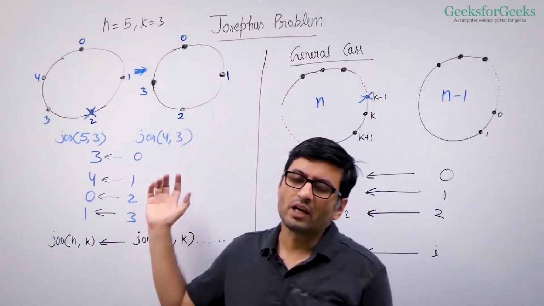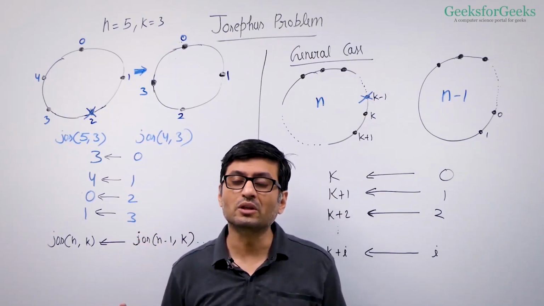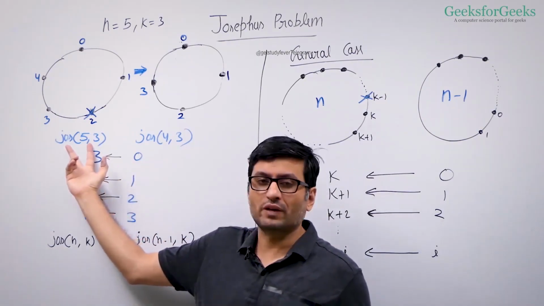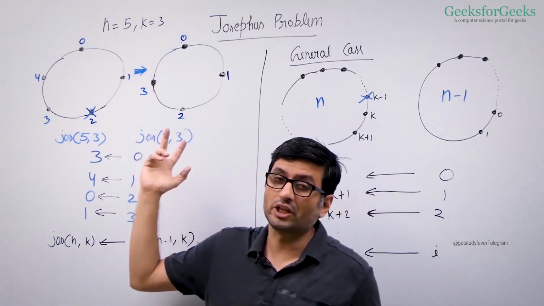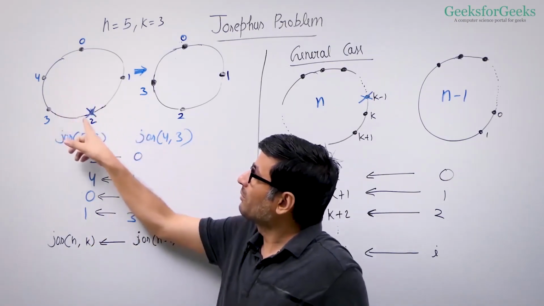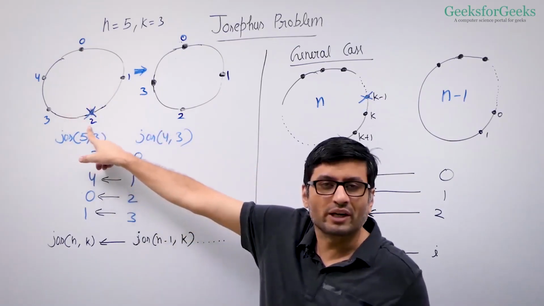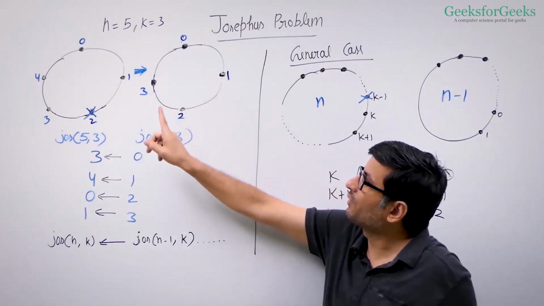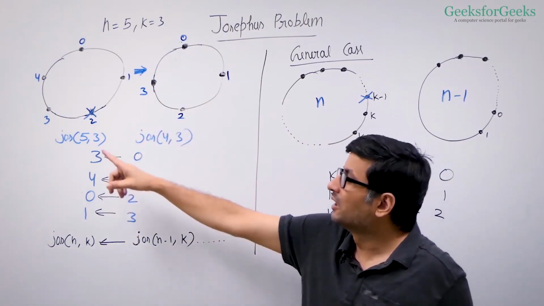In this diagram, I have written some example relationships between the value returned by the call 4, 3 and the value returned by the call 5, 3. So 5, 3 is going to call 4, 3 and whatever 4, 3 returns, it's going to do some adjustment. Let's take a look at this 5, 3 problem again. What happens? You kill the kth person, which is at position k minus 1 in the first iteration, and then you call for 4, 3. So when you call for 4, 3, you have the same problem, but positions are not the same.